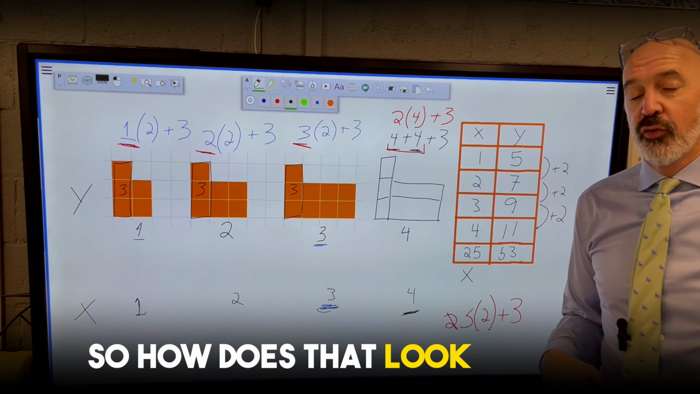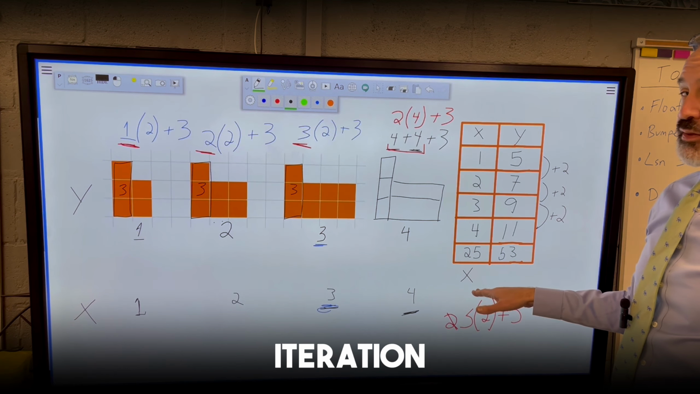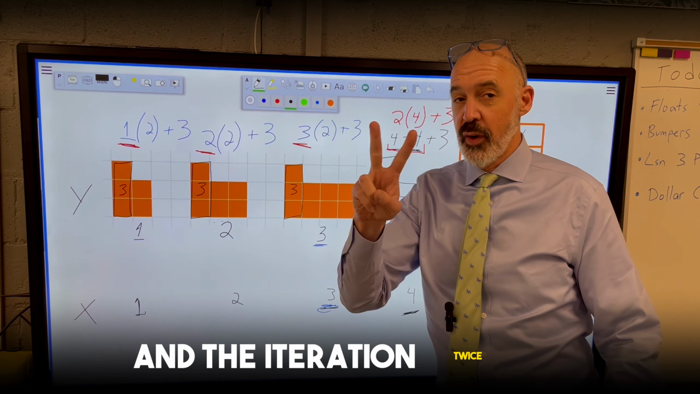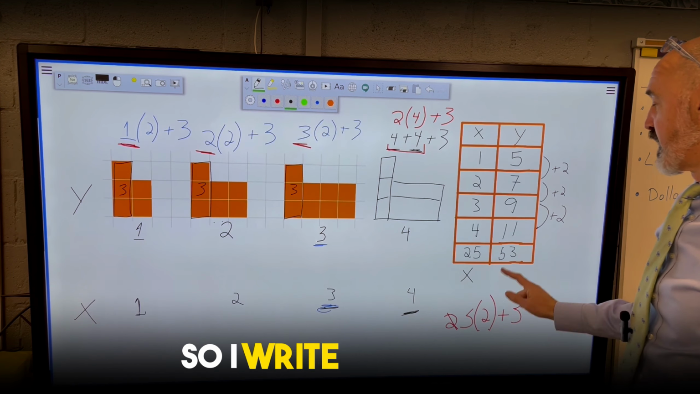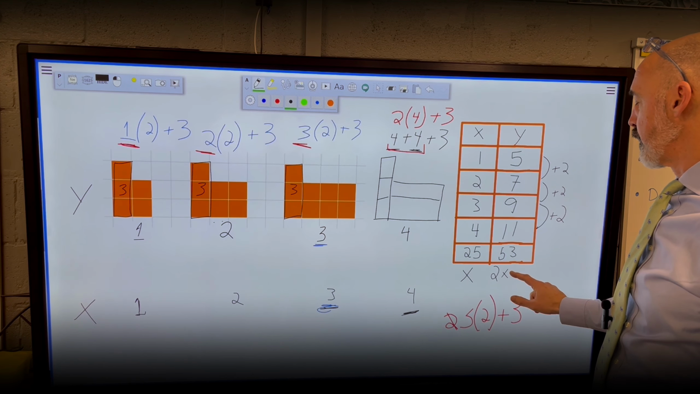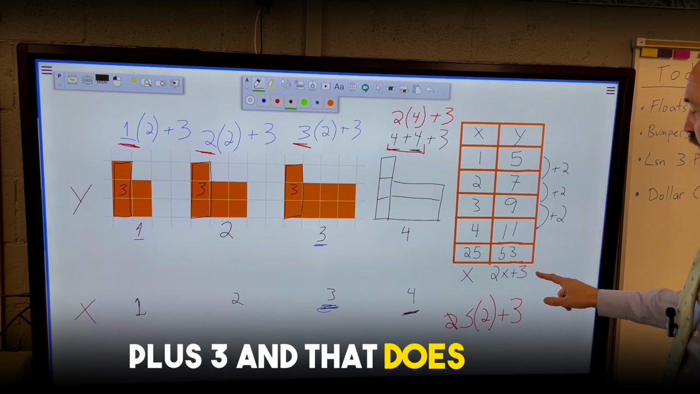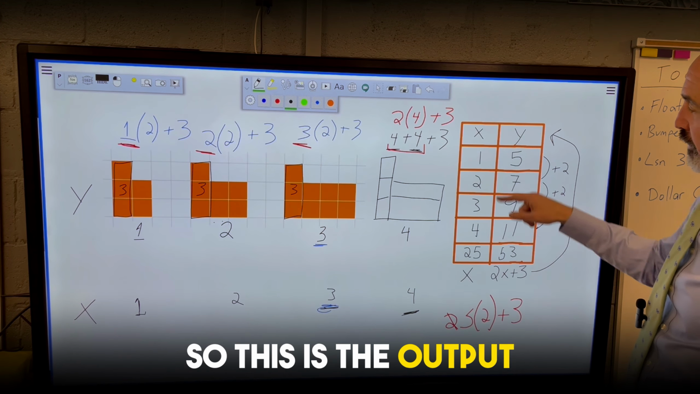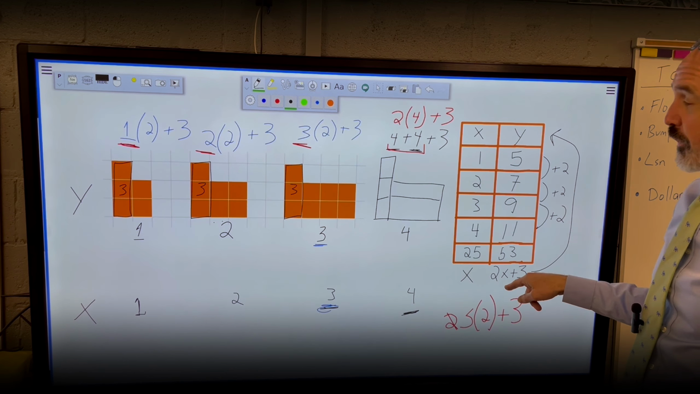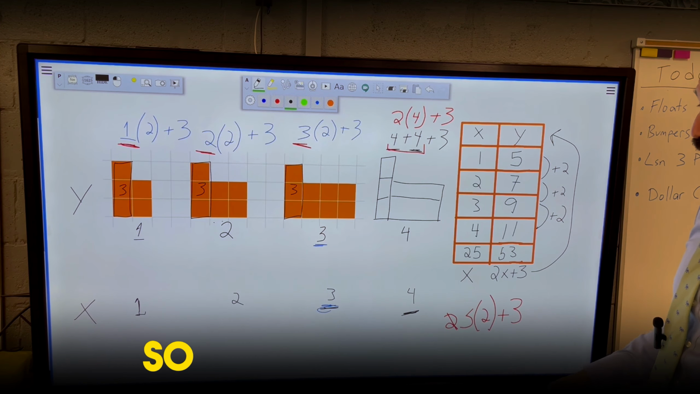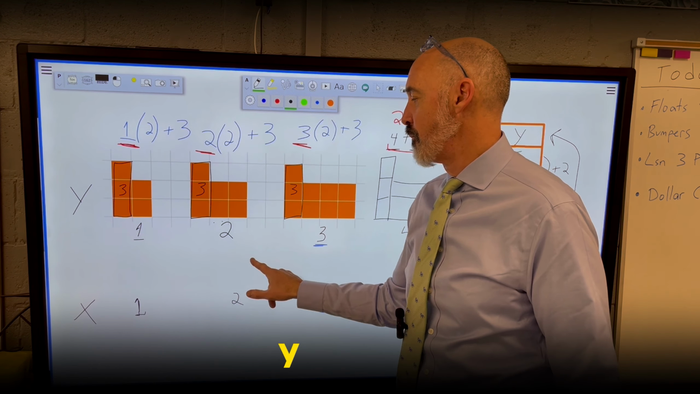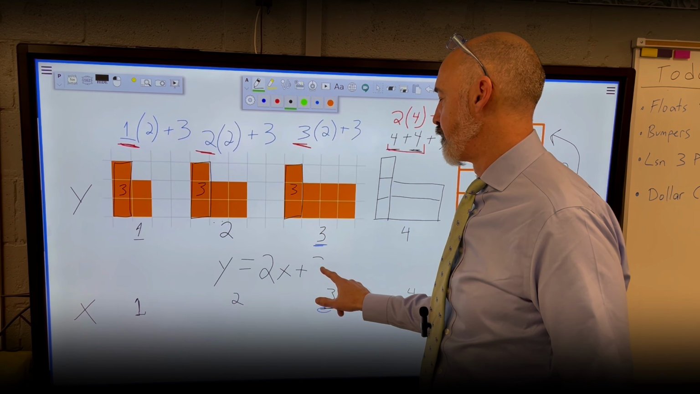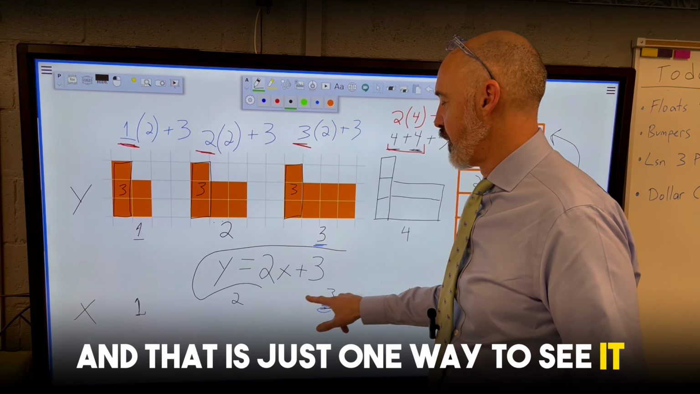So how does that look for any iteration? The X value? Well, I know it's got to be the X, any iteration, twice plus 3. So I write that as 2x plus 3. And that does equal the Y output. So this is the output, this is the input. You do this to it, and then out comes this number. So the equation today is Y equals 2x plus 3. And that is just one way to see it.